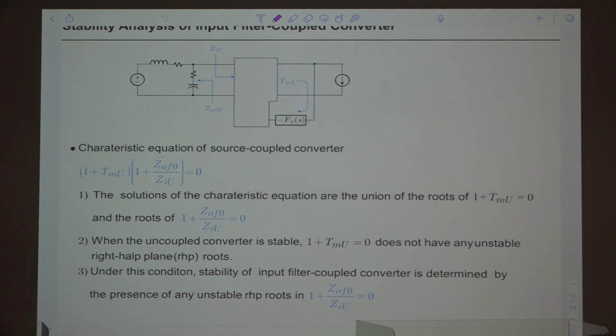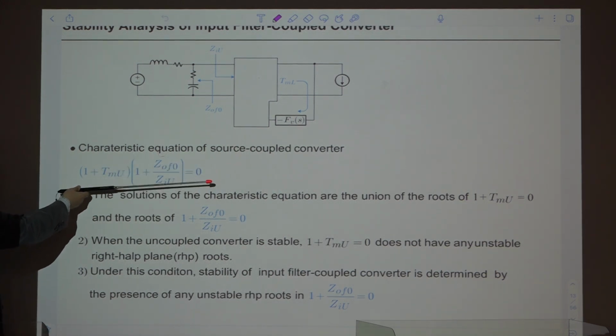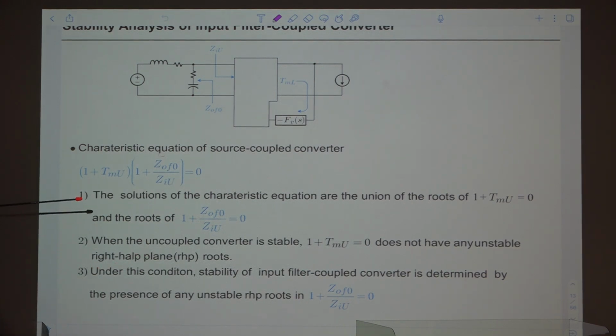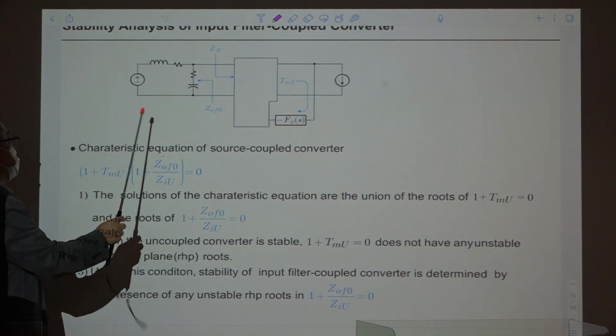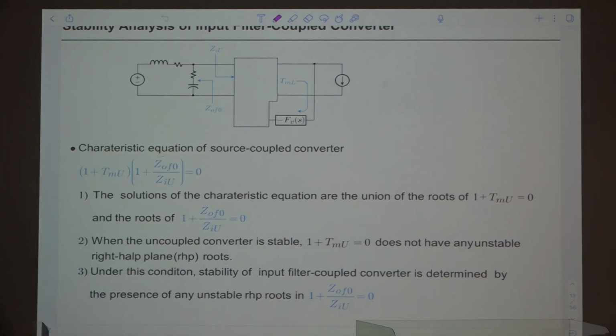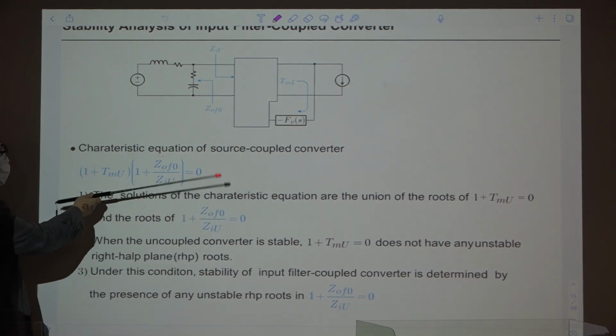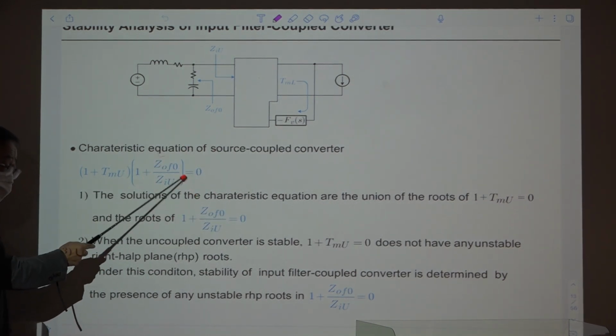Okay, this is the last page we went through, and this is also the summary of previous stability analysis of infilter coupled converter. The result is this. The characteristic equation of source coupled converter or infilter coupled converter is a product of two terms equals 0. So if the uncoupled converter is initially stable, this term equals 0 does not have any RHP root, then the question here is we need to investigate the presence of any RHP root here, this term equals 0.